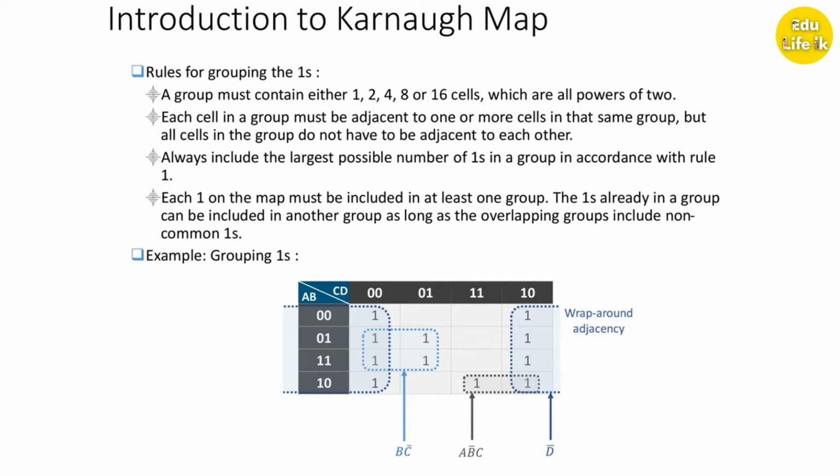but all cells in the group do not have to be adjacent to each other. Always include the largest possible number of 1s in a group in accordance with rule 1. Each 1 on the map must be included in at least one group. The 1s already in a group can be included in another group as long as the overlapping groups include non-common 1s. Example, grouping 1 is this. You can see the ABCD and BC of the grouping.